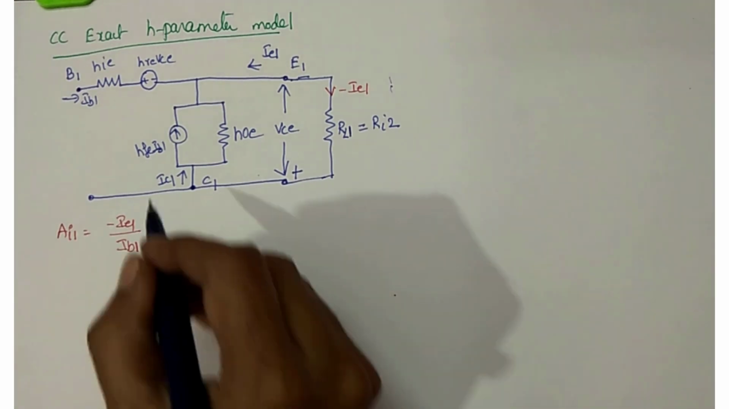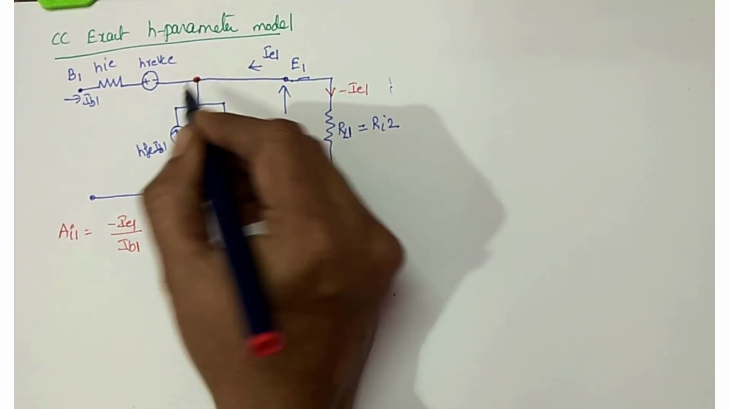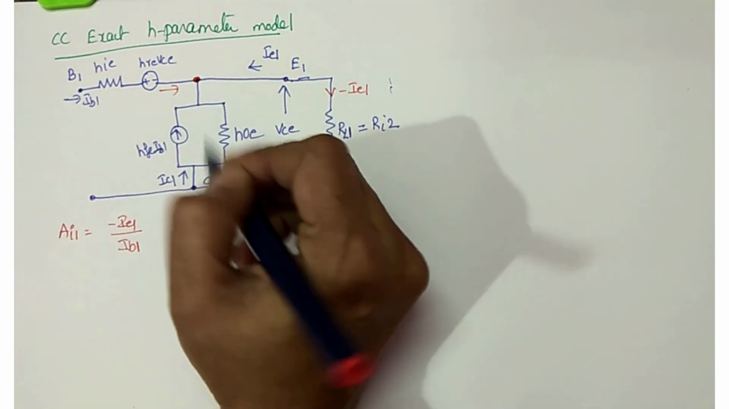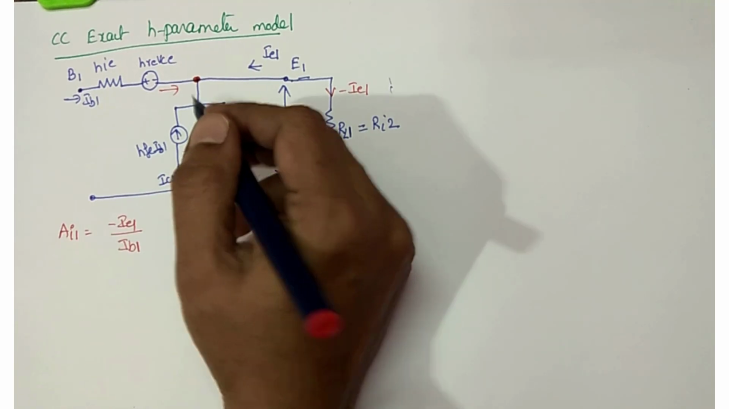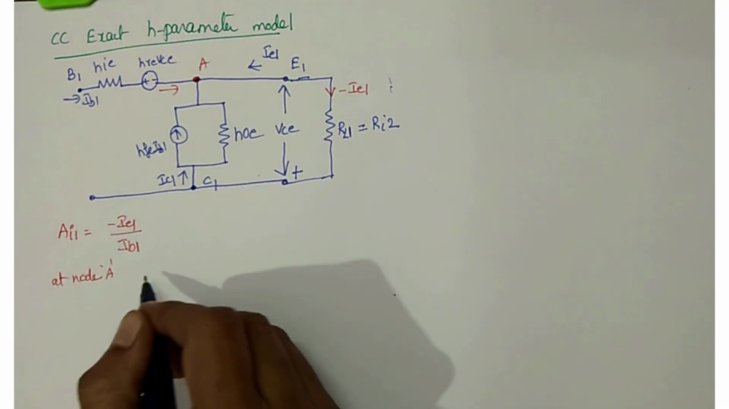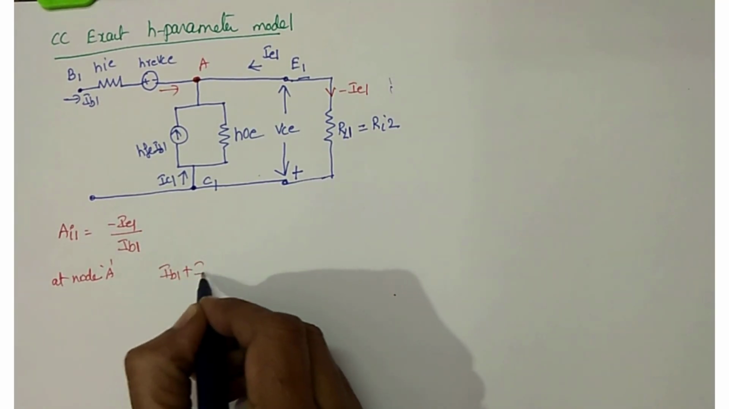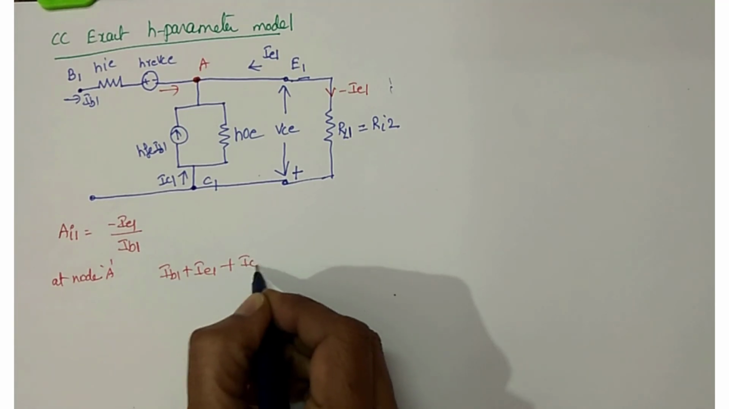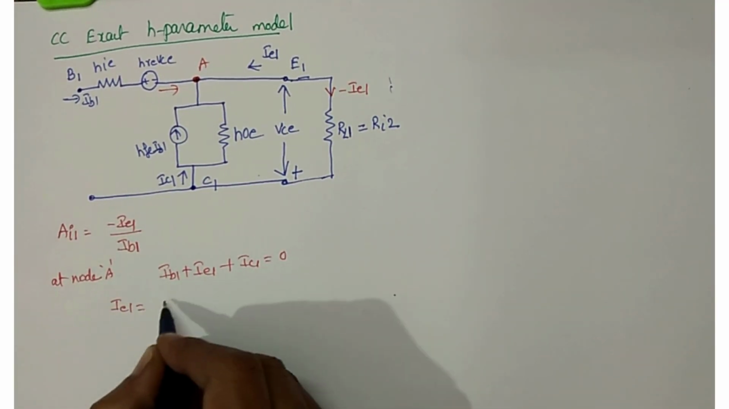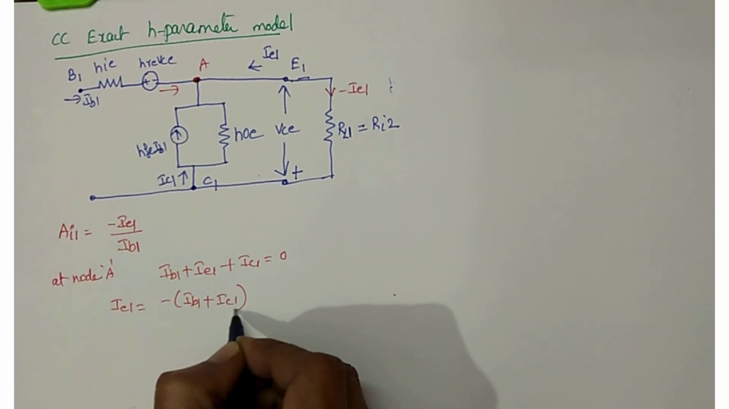So now apply KCL at this node. From this side it is IB1 and from this side it is IE1 and from this side it is IC1. So at this node A, you apply KCL, then you will get IB1 plus IE1 plus IC1 is equal to 0. So what is IE1? IE1 is minus of IB1 plus IC1.